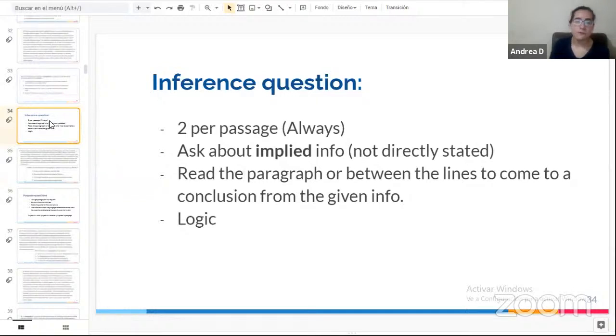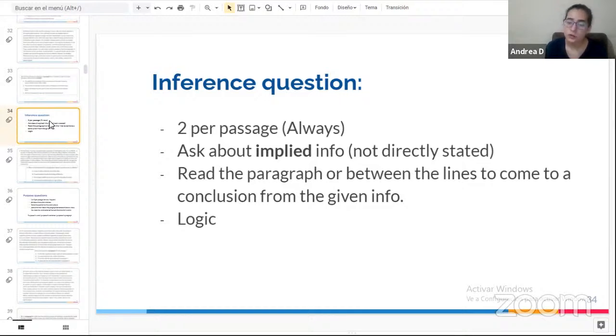So now we're going to move on to the inference questions that we have here. Now, these ones are a bit different than the other ones, because in this case, you don't have to look for the answer, because it's not going to be there no matter how much you look for it. Because they're not going to be asking for information that is mentioned in the paragraph. Instead, they will ask for information that's implied in the paragraph. So that's something that's not directly or explicitly stated there. So you will have to kind of read between the lines, try to figure out what information you're missing, and draw conclusions.